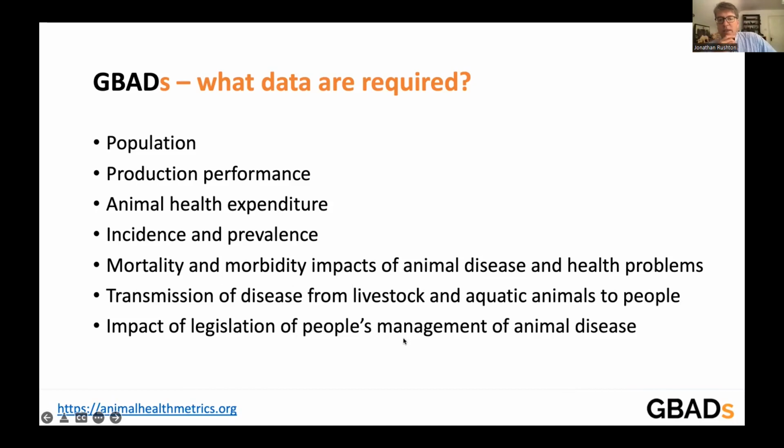Transmission of diseases from livestock and aquatic animals into people obviously is quite an important thing, particularly important in antimicrobial resistance work, and we still haven't really nailed that down very well. And do we have diseases that are simply being managed by legislation, which is actually causing an impact in terms of what we do in terms of trade?